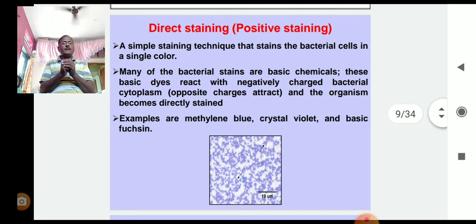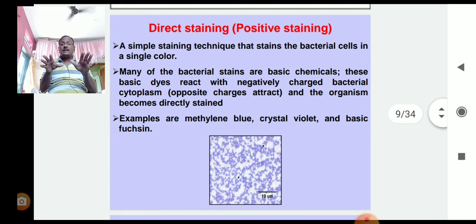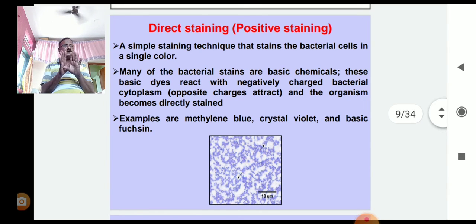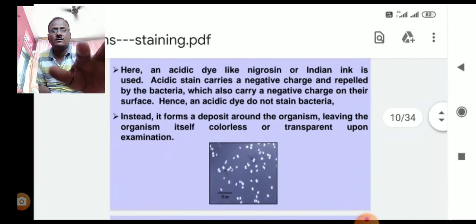Under the microscope, what can we observe? Microorganisms are colored and the background remains colorless. In these staining methods, methylene blue, crystal violet and basic fuchsin are the stains used. It means that in direct or positive staining, only the microorganism or its parts are stained, and the background remains colorless.